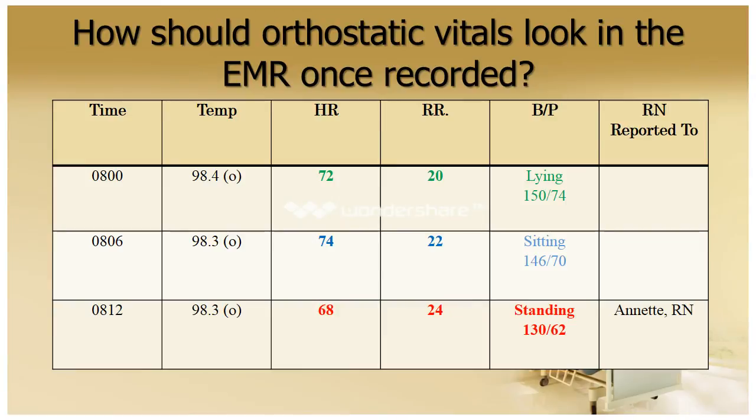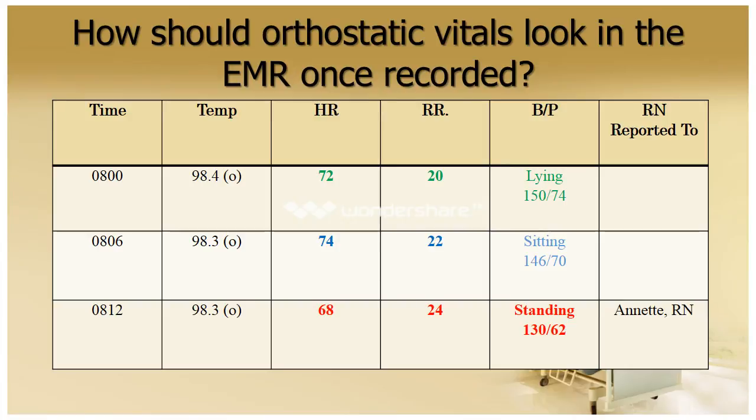Once we recorded the vitals in the EMR, how are they going to look? This is not actually your screen that you will see on the EMR, but it gives us an example of how these vitals need to look when they're recorded. Here in your time column, you see 0800, 806, and then 812. This is a rough estimate and a safe distance between the times that you obtain these vitals.